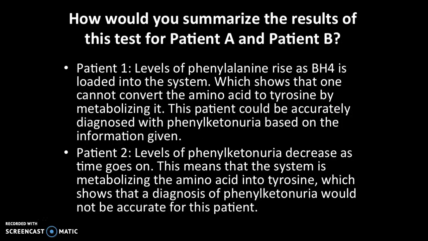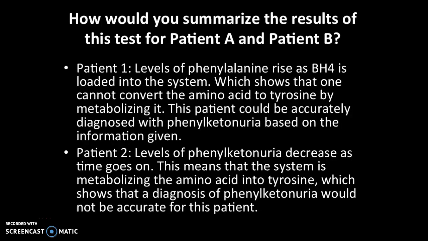Secondly, how would you summarize the results of the tests for patient A and patient B? For patient A, levels of phenylalanine rise as BH4 is loaded into the system. So this shows that this person cannot convert the amino acid to tyrosine by metabolism. So this patient could be accurately diagnosed with PKU based on the information given.